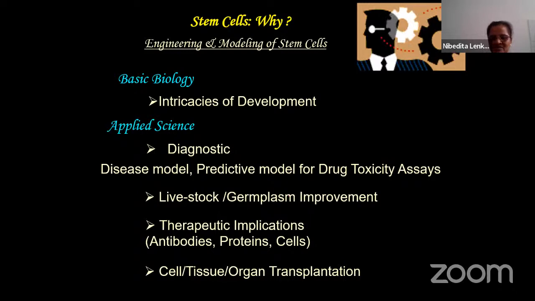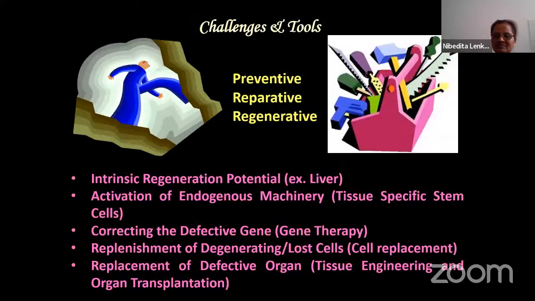So to understand all these implications, what are the means? One can be preventive, as I was telling, if you can study the endogenous stem cell machinery, one can think of how to prevent the disease process. Reparative, same also, you can think of how to repair or regenerate within the body. The liver already has intrinsic regeneration potential, if you can study how it is done. And using exogenous stem cell therapy, if you can activate endogenous, I already talked about.